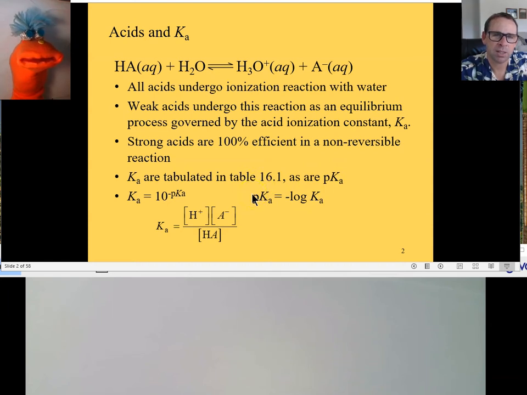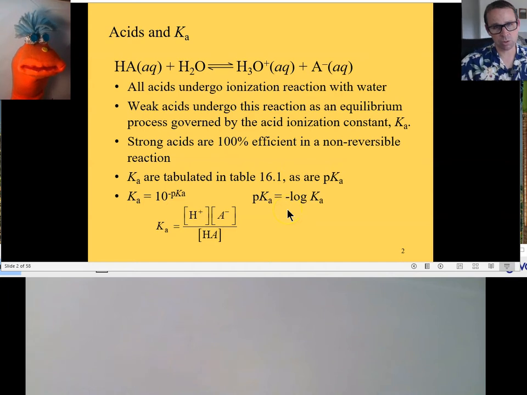Now, again, we want to emphasize here that when we take the p function of something, it's just taking the negative log of it, all right? And again, it's just a function to allow us to converse about numbers that change logarithmically, all right? So don't get too excited about what this means, because it could be pH, pOH, as we've seen, pKw, pKa. There's lots of different things you can do with this negative log function, which we will use. So, all right.